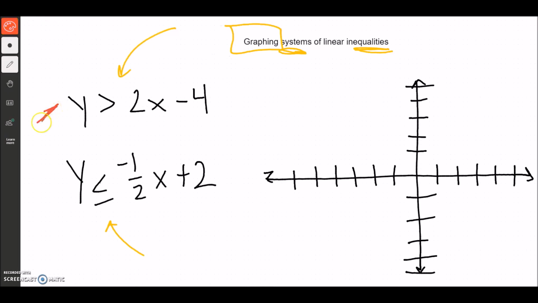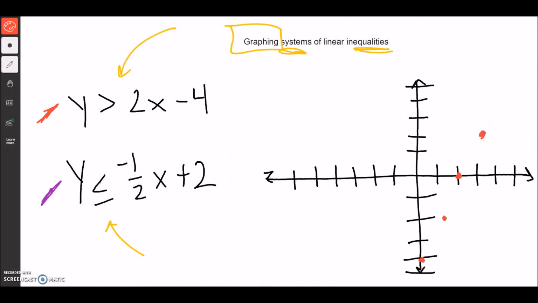Let me choose two colors for these lines. I'm going to choose red for this one, and let's choose purple for this line. And we'll graph these things. If you remember from before, graphing an inequality is very similar to graphing an equation. You start with -4 on the y-axis for your y-intercept. I'll start going up 2 and over 1. Up 2 and over 1. And I can do it one more time.